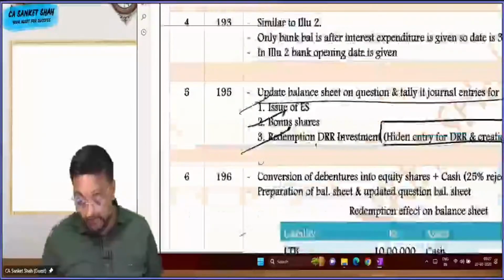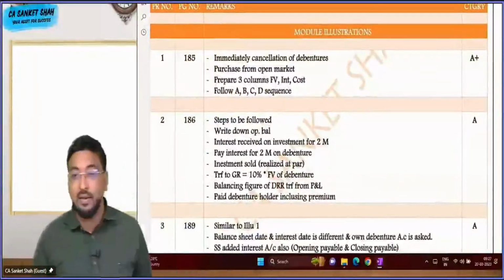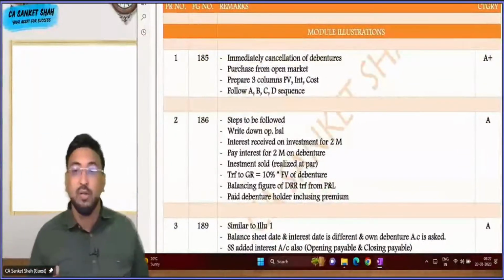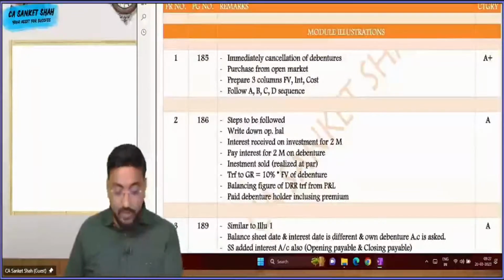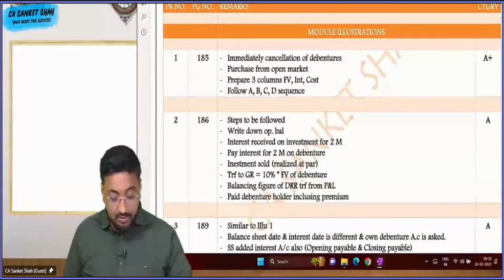Illustration 2 you can solve. Now how to recall? See, what is the recalling technique? Yes beta, I will tell you the recalling technique. So the first question, A plus category. Now A plus category, how to recall this question? Sir, immediately cancellation of debenture. Immediately cancellation of debenture. So beta, we have not opened this.